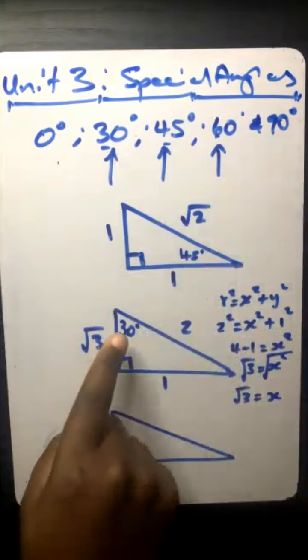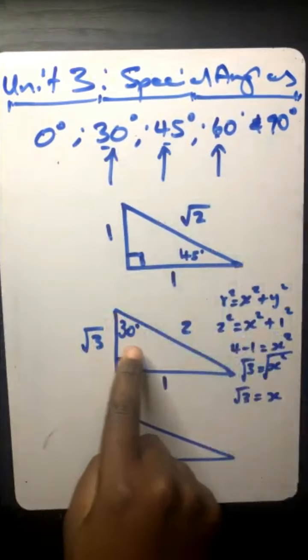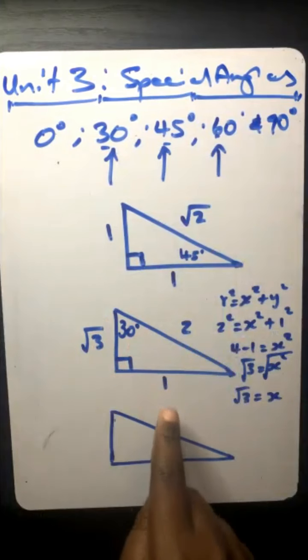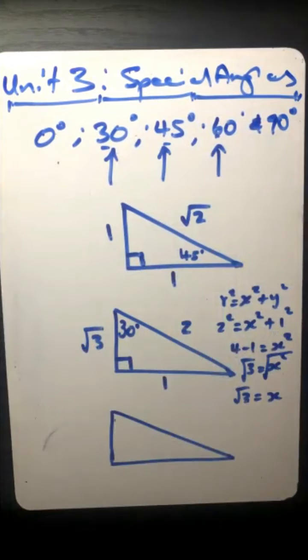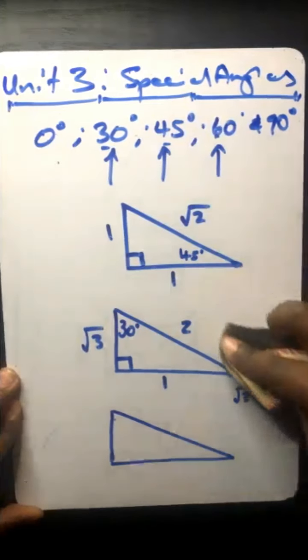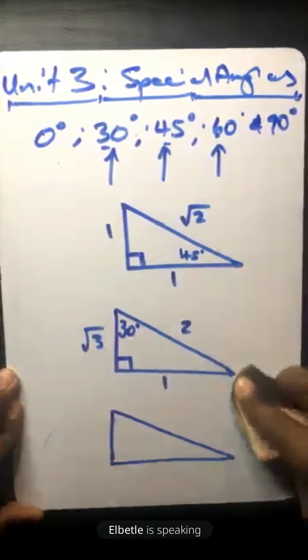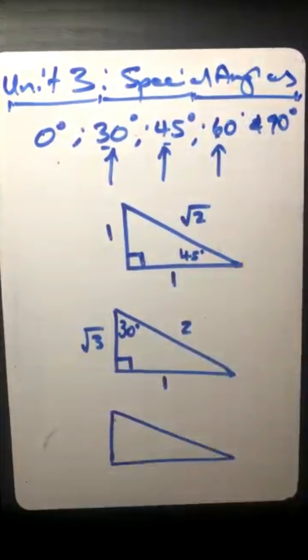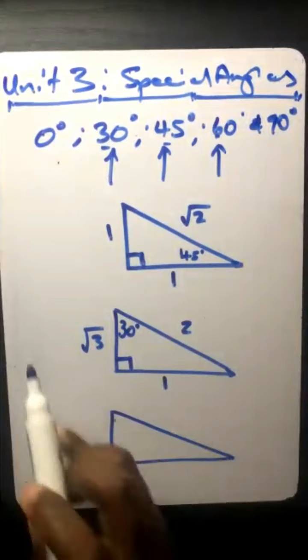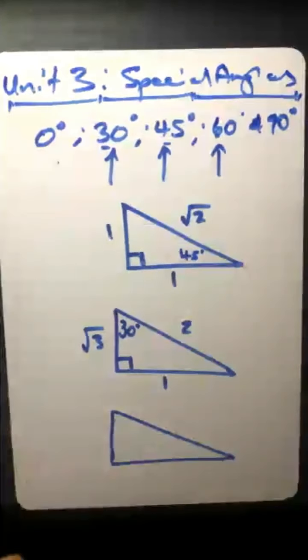So for a triangle which has got a 30-degree angle, you always have 1, you always have 2, you always have square root of 3. I'm not sure if it makes sense. It's more like it's a formula. Yes, that makes sense. Thank you. Yeah, so can you see that you just need to know that.